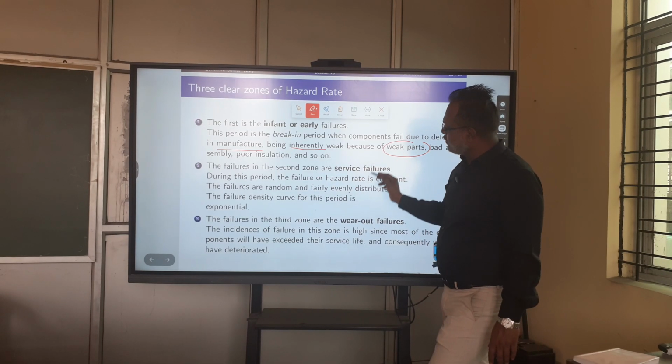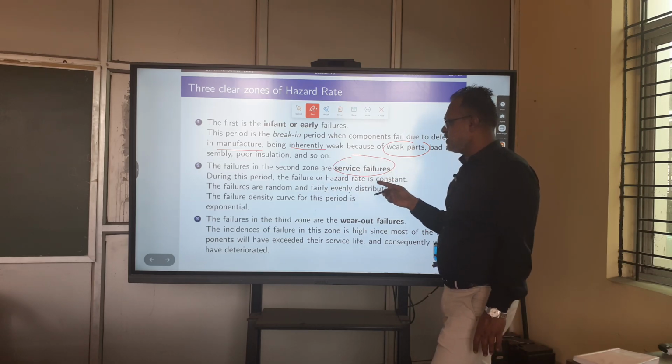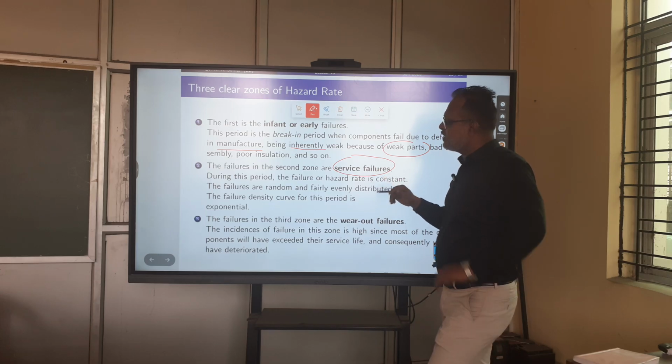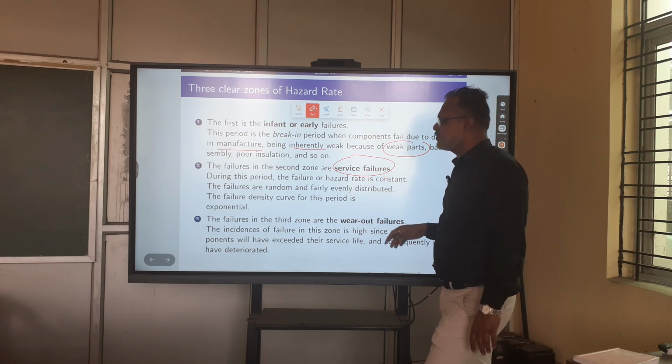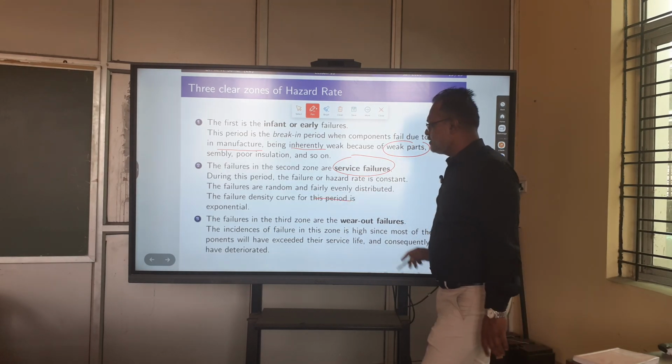The failures in the second zone are service failures. During this period, the failure or hazard rate is constant. The failures are random and fairly evenly distributed. The failure density curve for this period is exponential. This is to be derived, I have not derived it, not required for us.